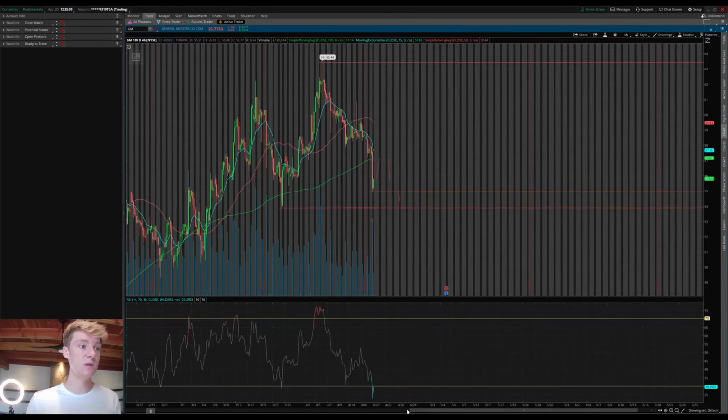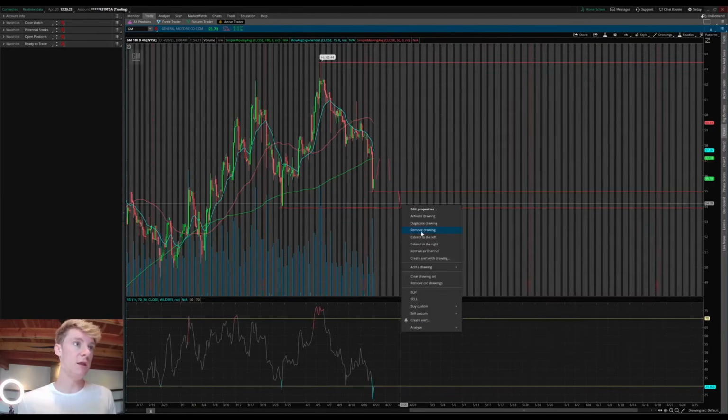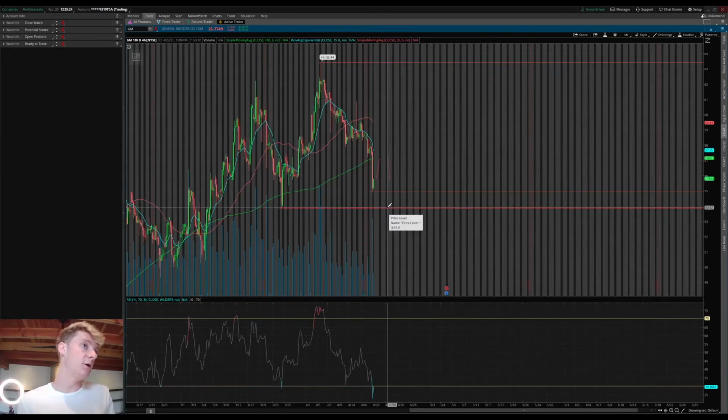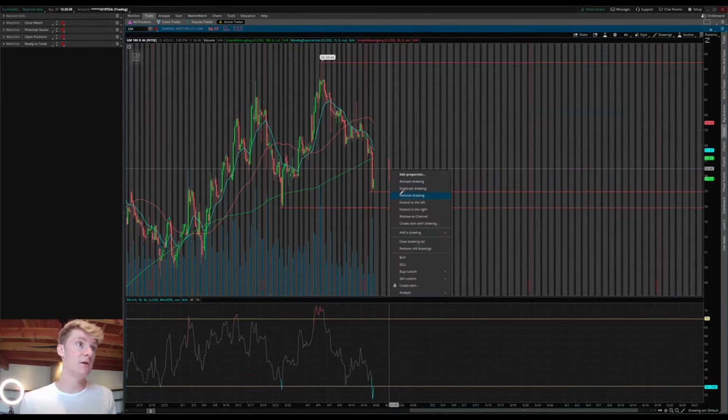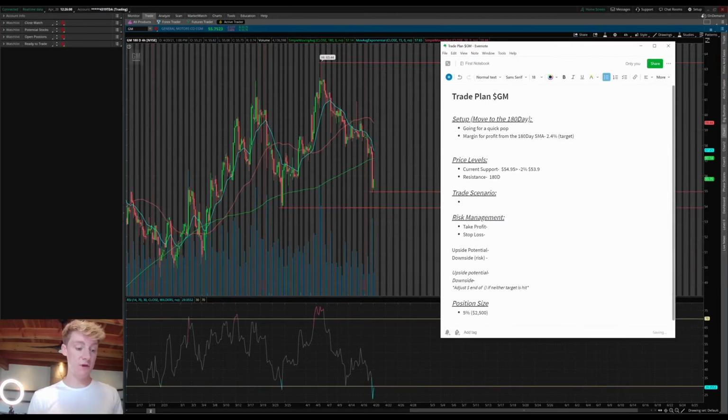53.9. Anything below this, I don't need to know. It wouldn't matter. But above, we've gone ahead and calculated our move. We're looking for about a 2.4% move back up to that 180-day. Let me pull this up again. We've got resistance at the 180-day SMA.